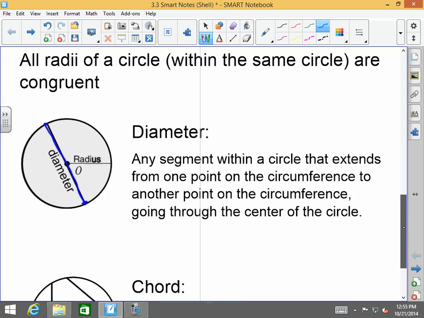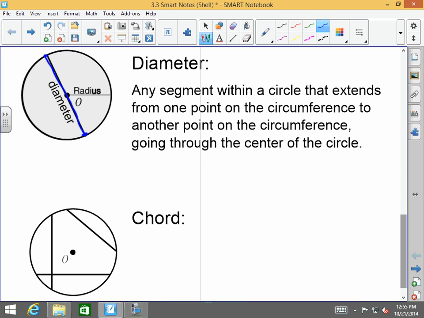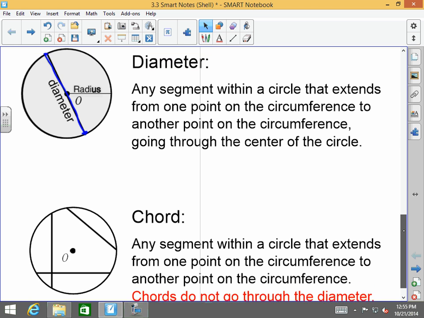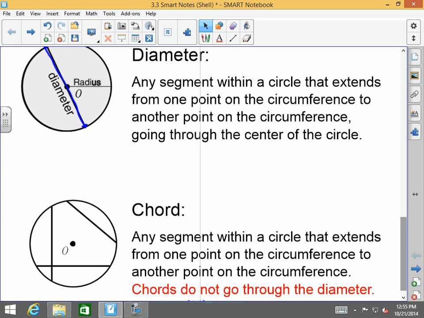Okay? It is not. If that happens, it is what's called a chord. A chord is any segment within a circle. I'll leave both definitions up because I know you guys are working hard. There we go. A chord is any segment within a circle that extends from one point on the circumference to another point on the circumference, but chords do not go through the center. So if you see here the examples that I have of chords, all of these are going from one point on the circumference to another point on the circumference, all of these.